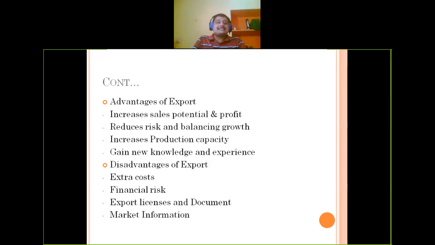even export licenses and documents. Very much true. Maybe people are going to tell, even of course your teacher also will tell, that licenses and documents are going to protect ourselves from any kind of barriers, whereas if that license and document is not in proper order, then we will be in danger.